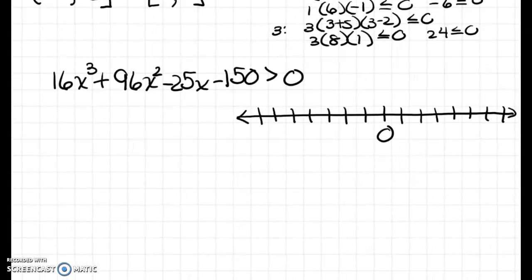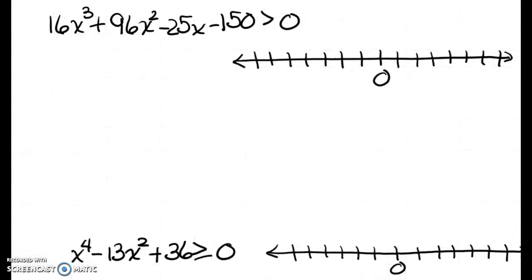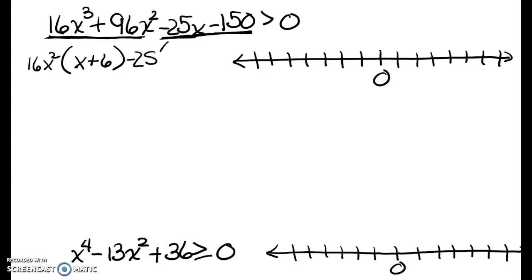All right, how would you do this next one? It's not factored. Well, we do have 4 terms. So we're going to factor by grouping. So I'm going to look at the first 2 terms, and I'm going to factor out a 16x squared. So I get an x plus 6. And then for the second 2 terms, because there's a leading negative, I'm going to factor out a -25. So I get an x plus 6 again.